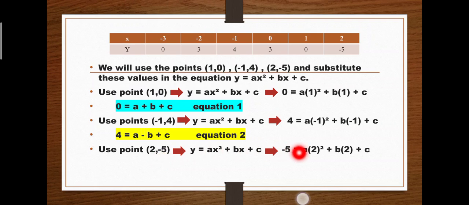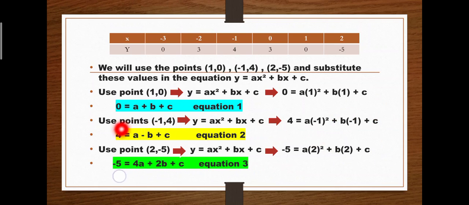Negative 5 is equal to, copy a, ang value ng x is 2, so 2 squared, copy b, times 2, kasi x natin is 2, plus c. Okay, yung white yung tingnan nyo. Then, equals, so copy negative 5, is equal to, 2 squared is, 2 times 2 is equal to 4. So, 4a, then 2 times b is 2b, positive 2b, so plus 2b, then copy plus c. So, yan yung equation 3 natin.